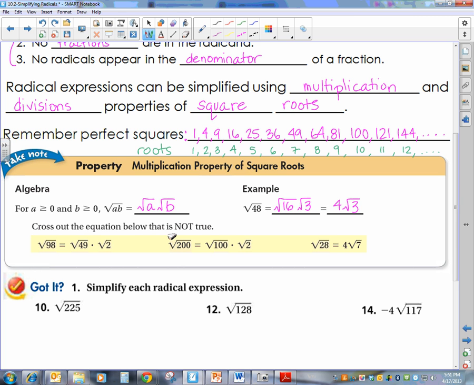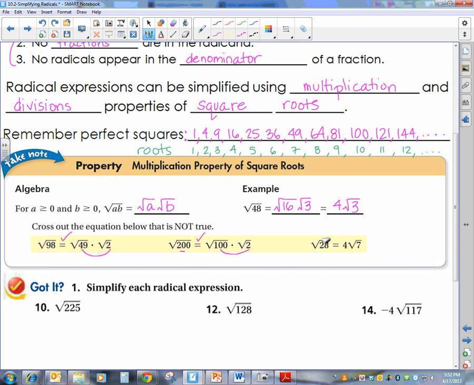Cross out the equation below that is not true. So when you look at this equation, just like I talked about right here, we're looking to see if 49 times 2 equals 98. And it does, so we're good with that. Is 100 times 2 equal to 200? It is.